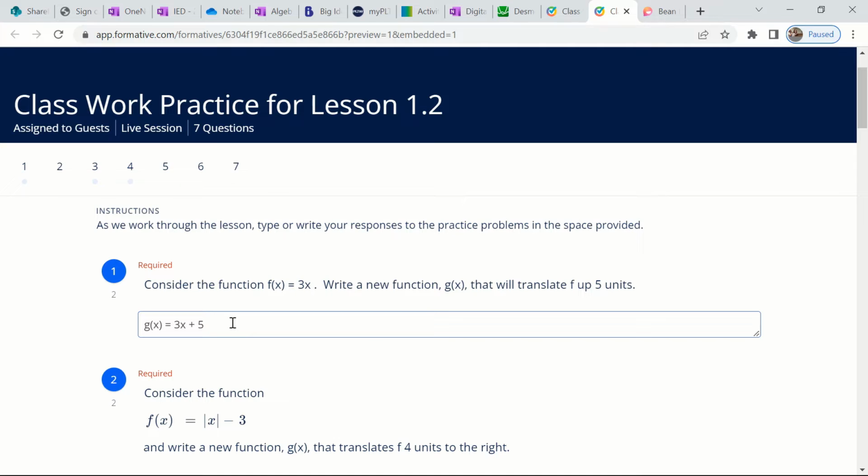I have it set in Formative that it'll accept g of x, it'll accept y, it'll accept different variations on that as long as you are writing a function. Make sure it has an equal sign in it, and make sure that you're translating it up by going up 5.